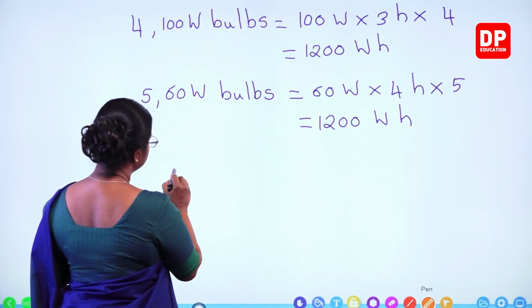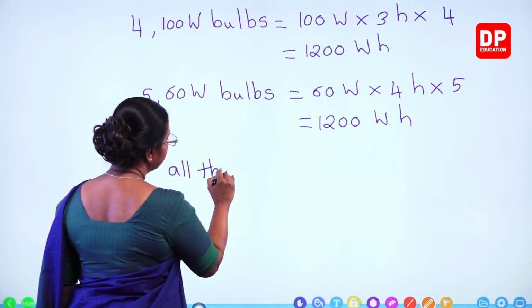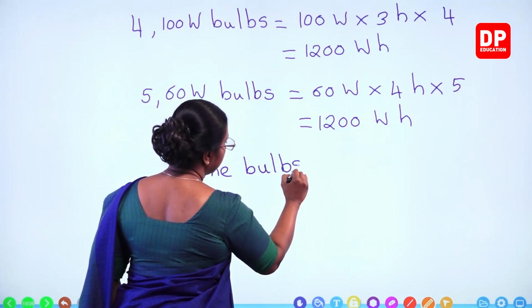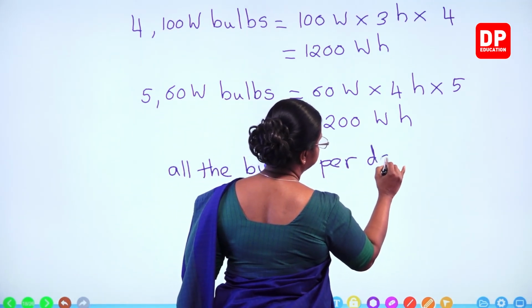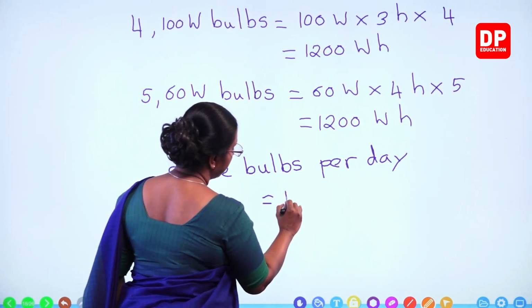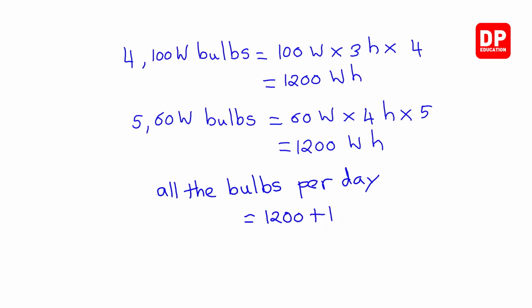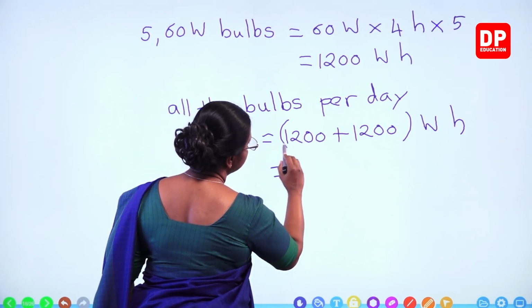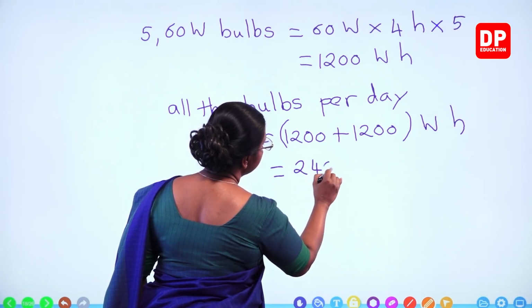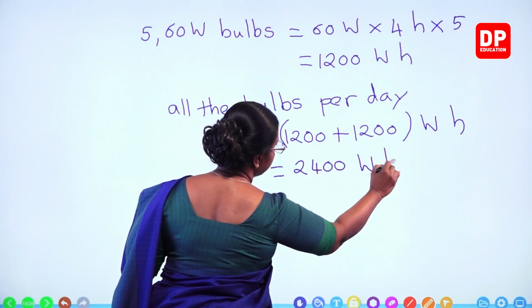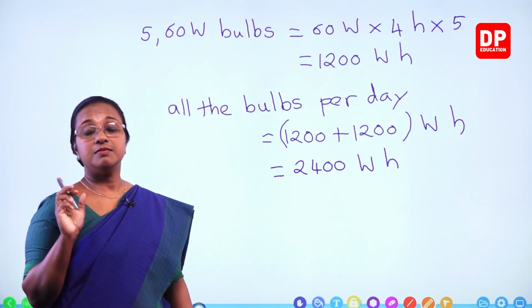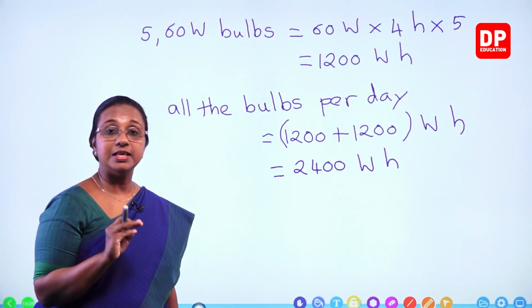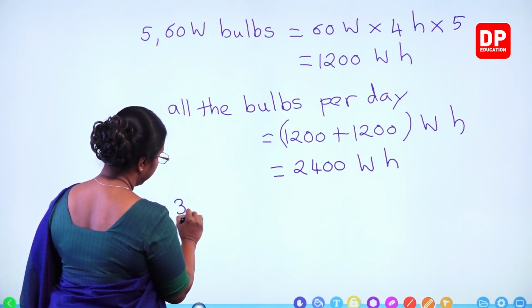So all the bulbs together per day is how much? 1200 plus 1200 watt hours. So this is for one day. If we get the final answer, 1200 plus 1200, 2400 watt hours. So like this, they'll be using the bulbs for 30 days.